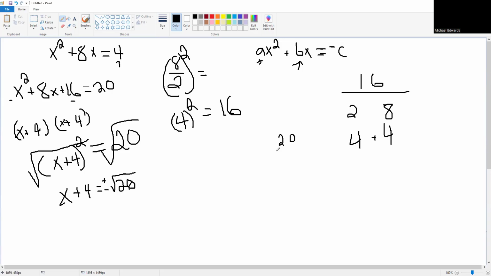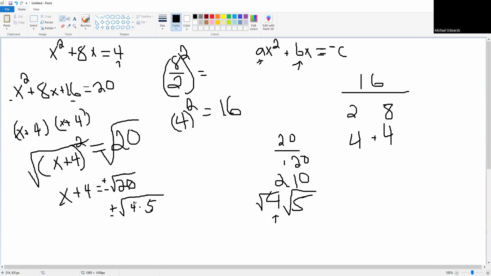So factors of 20 are obviously 1 and 20, 2 and 10, but none of these are perfect squares. 4 and 5, actually, that will work because 4 is a perfect square. So we can pull 4 out, meaning that if we did square root of 4, or right, here we go. I'll just show you. Plus or minus square root of 4 times 5. But square root of 4 is just 2. So this can be rewritten as 2 square root of 5. That's a simplification of the 20 right there.